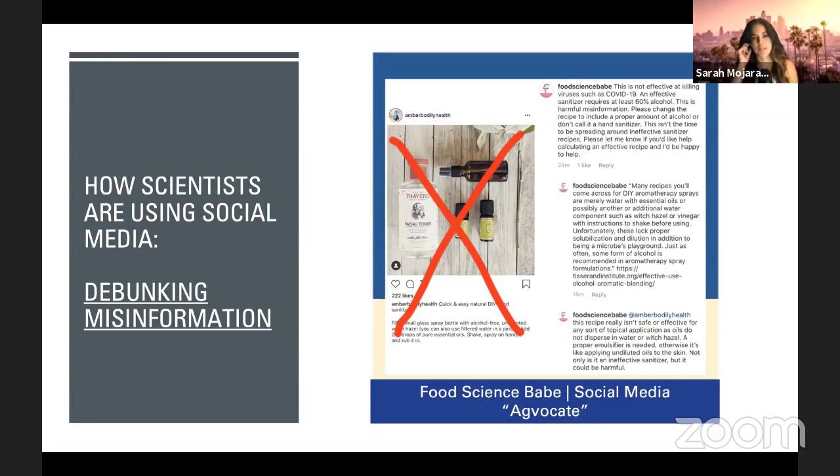So this is an example of her debunking the claims that came from somebody about the alleged properties of essential oils, which seems to be a trend that just won't die at this point. But she does a really great job of breaking down all of the misinformation and explaining why it is false.